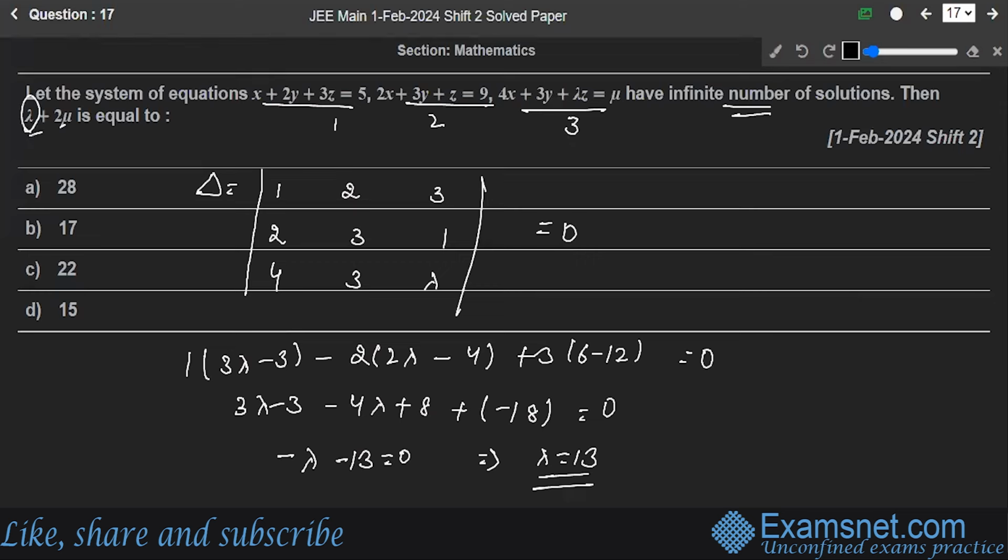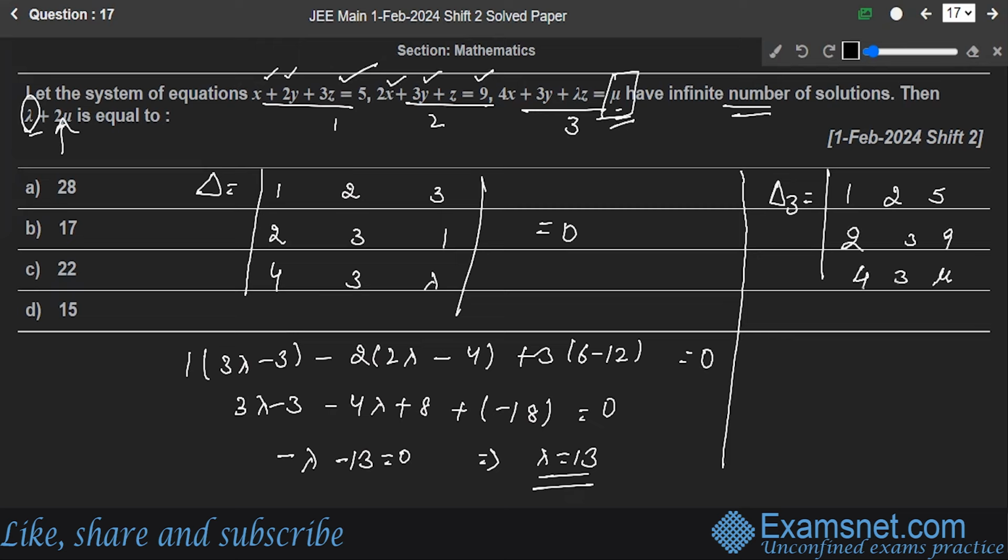Now I want to get the value for mu. And where is your mu? It is lying over here at this place. So let's pick up the equations now. Again, it lies over here, so I have to take delta 3 now. Let's write it here. Delta 3 will be given by 1, 2, 5, because I'm picking this 1, 2, and 5. Next 2, 3, 9. Next will be 4, 3, and mu.